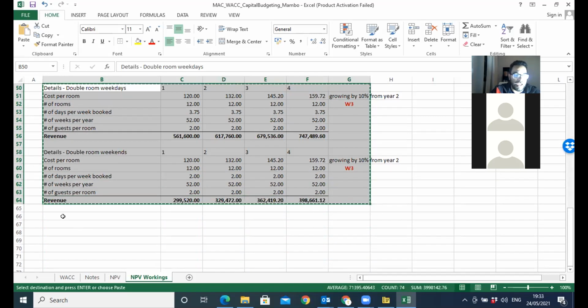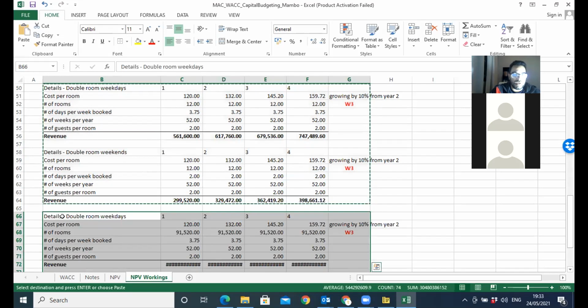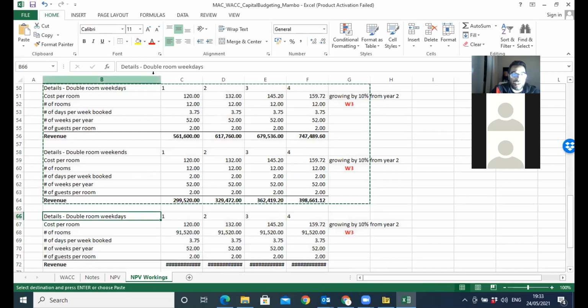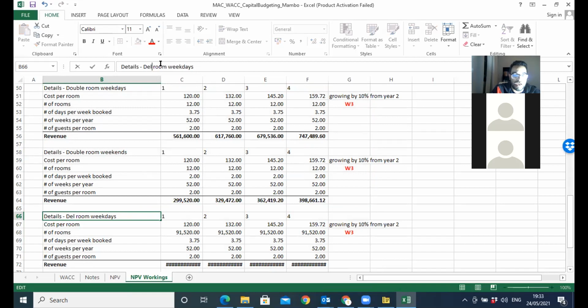So now I'm going to do the deluxe rooms. This is a lot of work if you're not using Excel. I'm using the same formula. You have to write this out. It's quite time consuming. All right.